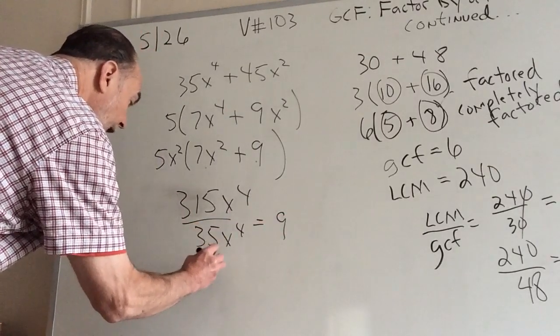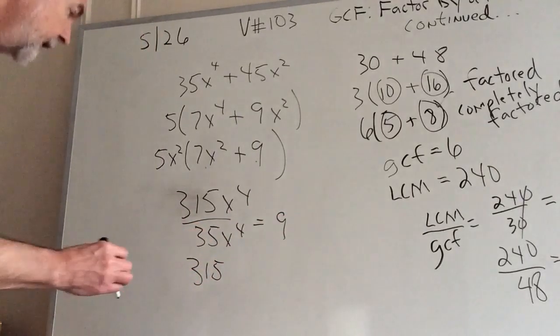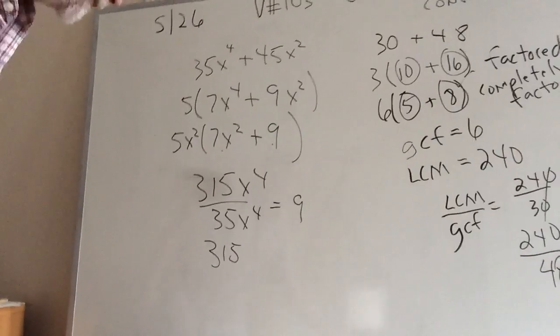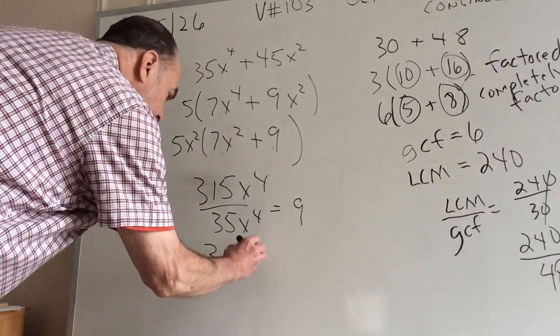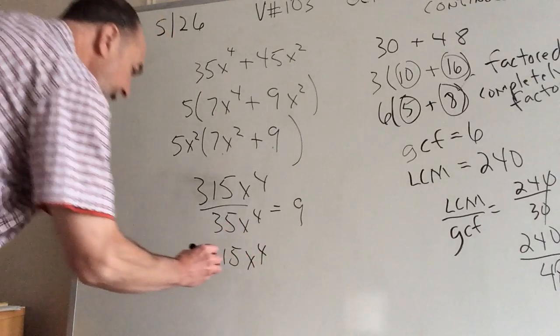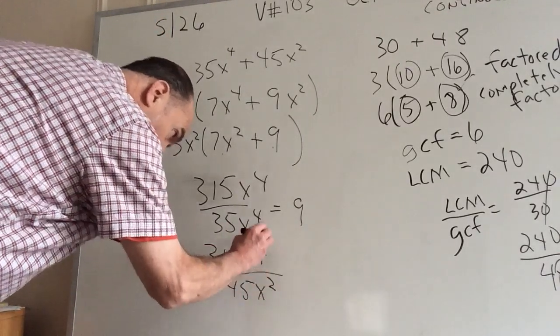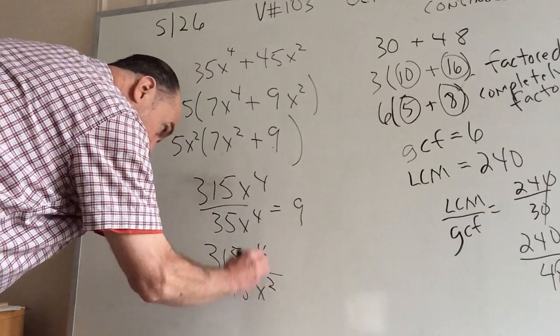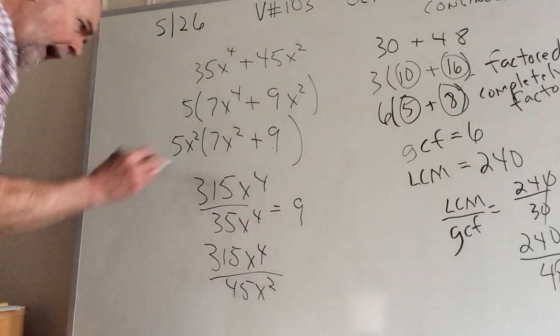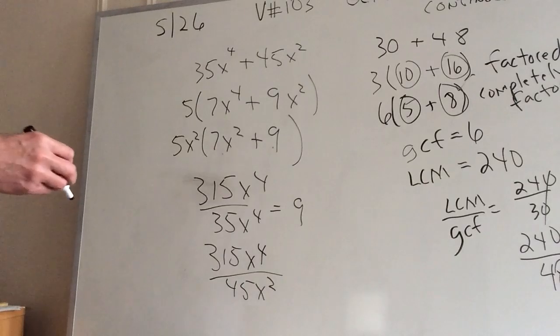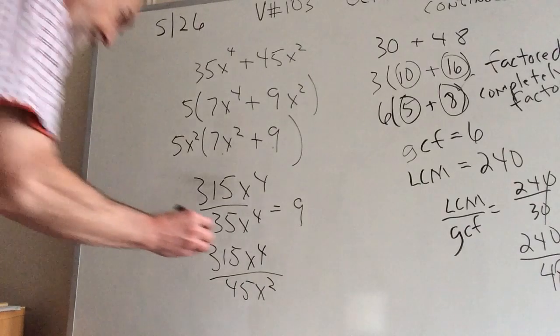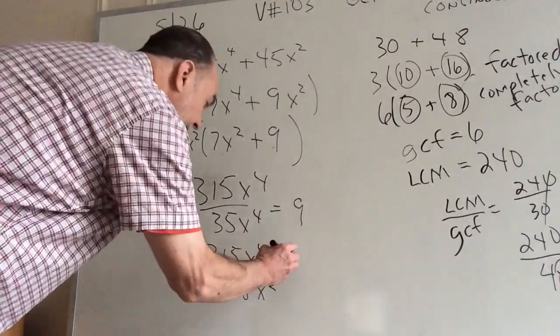And then I take that LCM again. Can you see it? Yeah. I'll lower it a little bit. And that's x to the 4th. And I divide that by 45x squared. Remember the quotient rule. If the base is the same, you subtract the bottom from the top. We'll be talking about that anyway. And when I do that, I end up getting 7x squared.